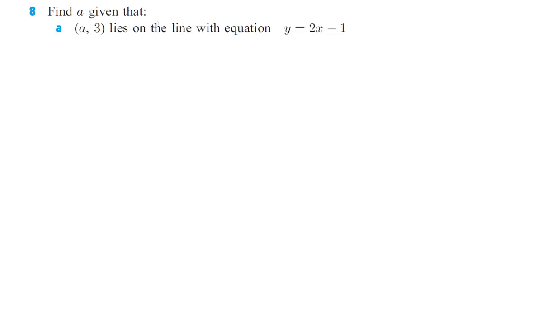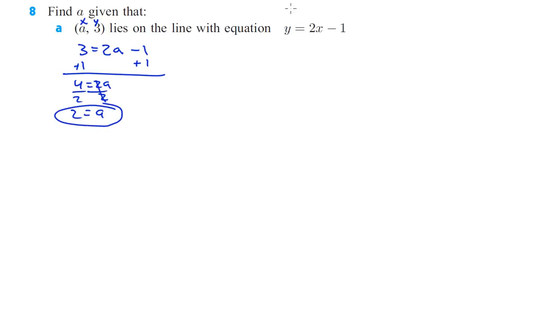All right. Number 8, find a, given that (a, 3) lies on the line with equation y equals 2x minus 1. So let's plug in what we know. Again, this is our x and this is our y. So we got 3 should equal 2 times a minus 1. And now we solve. Add 1 to both sides. 4 equals 2a. Divide both sides by 2, and we get a equals 2.